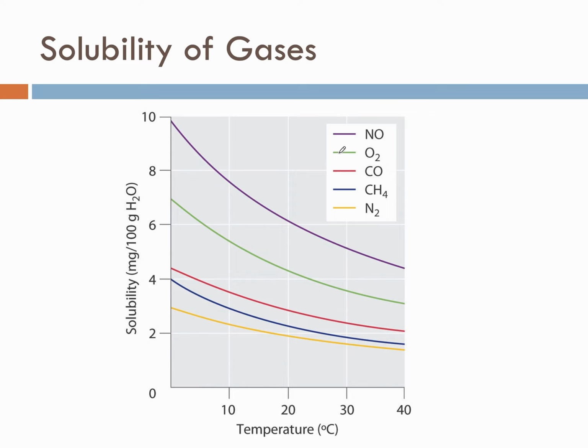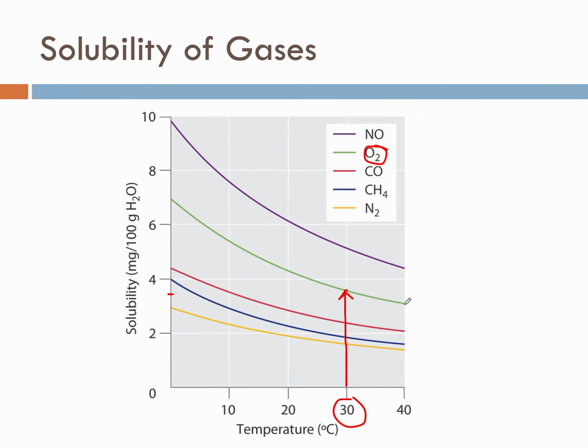Here's a bunch of gases, say oxygen gas. If I look at oxygen gas at maybe 30 degrees, so go over to 30 degrees on your temperature axis, go up and find the green line, which is oxygen gas. So here it's telling us green is oxygen gas. And then we go over to the y-axis. We can see the solubility of oxygen gas is around 3.5 milligrams per 100 grams of water at 30 degrees.